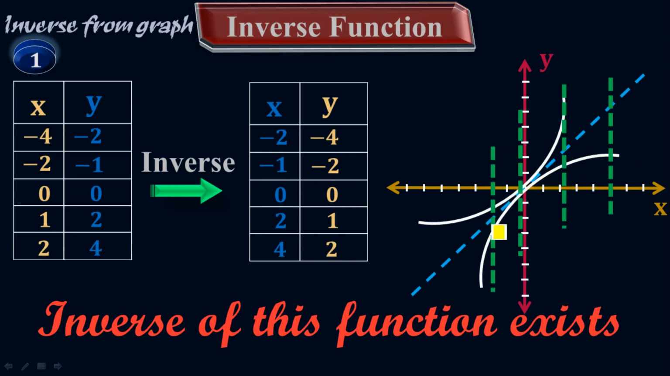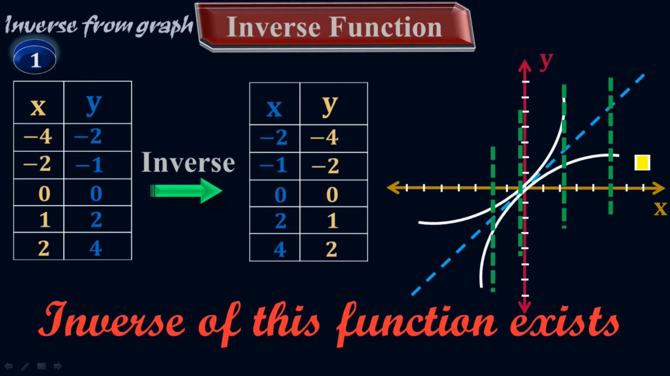All the vertical lines, this vertical line touches this inverse graph only here. This vertical line touches it here. This one touches it here. This one touches it here. That's why the inverse of this function, which is this, exists. The inverse relation exists, and also the inverse function exists.